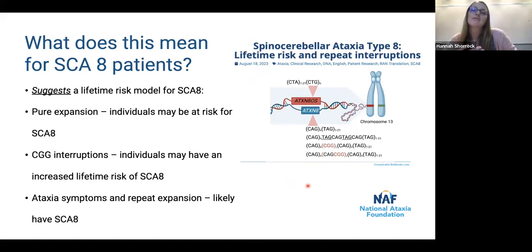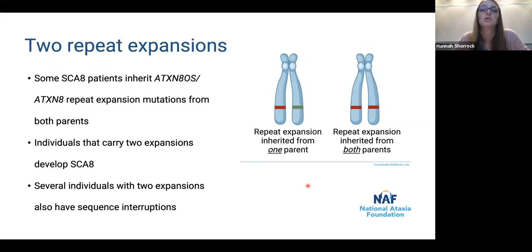And so what I've talked to you about here is CGG interruptions and how they may lead to individuals being more likely to develop spinocerebellar ataxia type 8. But that's not the whole picture. So did we learn anything else from studying these 77 individuals and from looking through case reports from the literature?